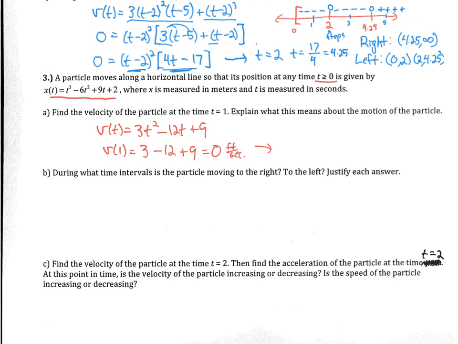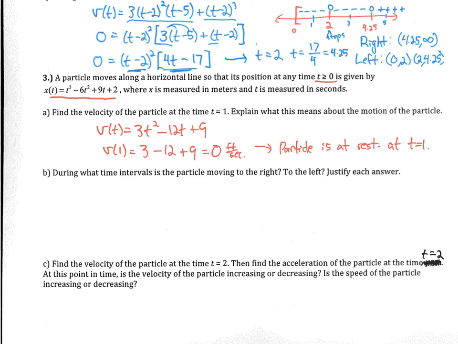And what this means is that the particle is at rest. For a brief moment, the particle is not moving. That doesn't mean that it doesn't ever move. It just means that at time t equals 1, the particle isn't moving.